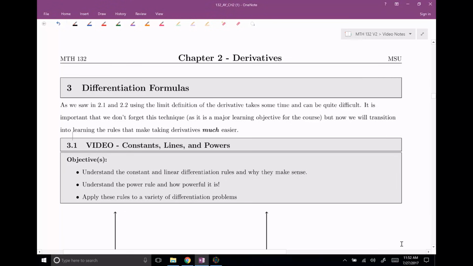Welcome everyone to 2.3. In this section we're going to learn all about differentiation formulas. The claim is, in 2.1 and 2.2 we had to use the limit definition of the derivative, and this took a lot of time. It can be quite difficult, and while it is very important that you don't forget this, as it is a major learning objective for this course and lots of Calc 1 courses out there, there are some ways to do these things faster, and that's what 2.3 is all about.